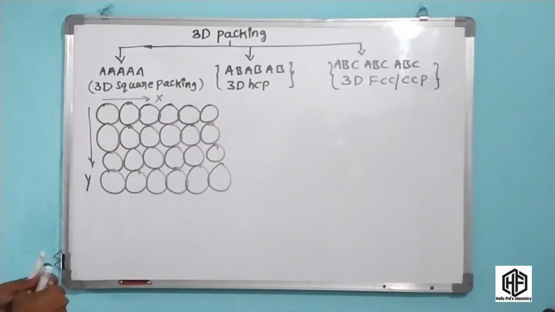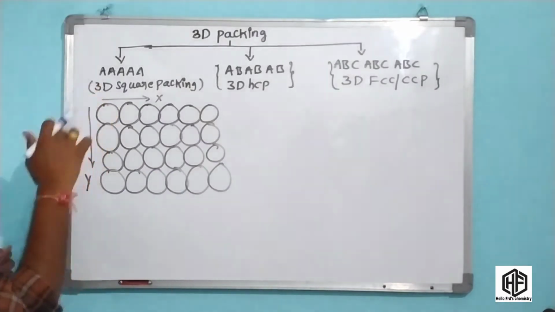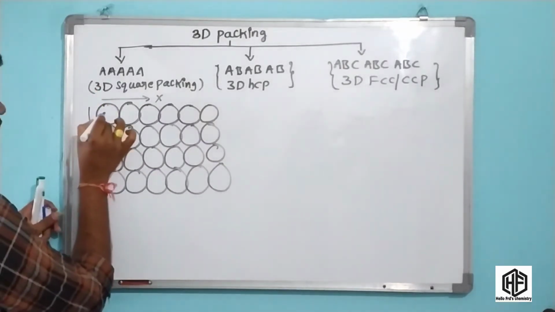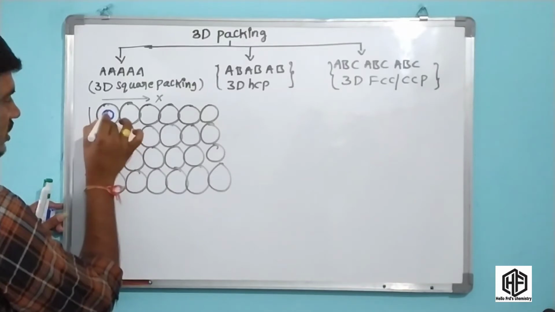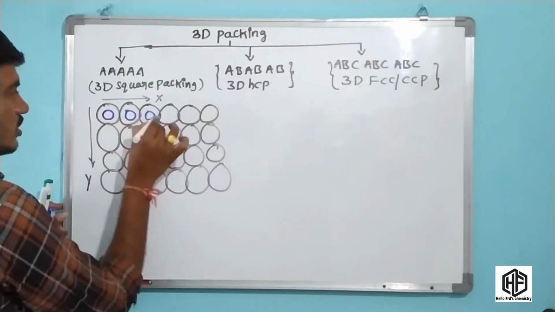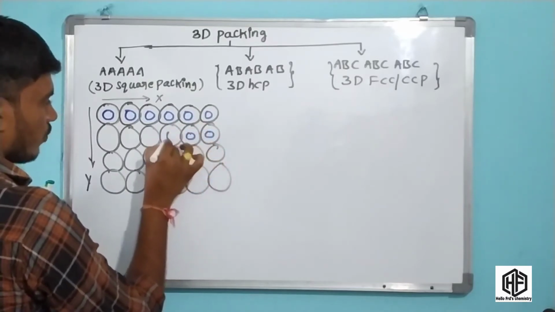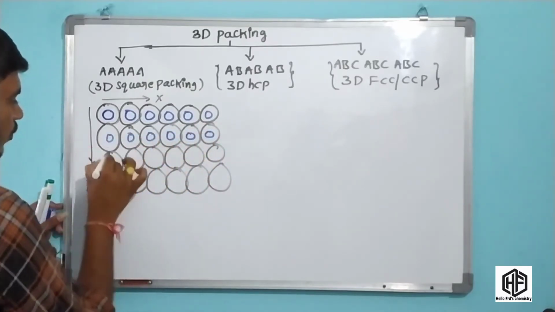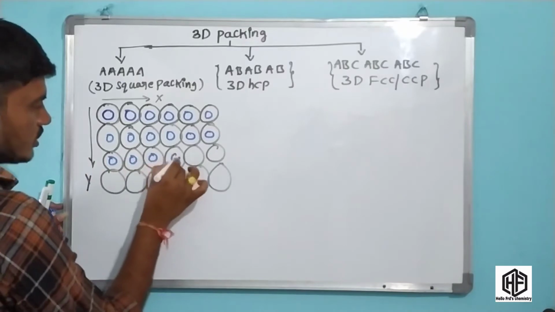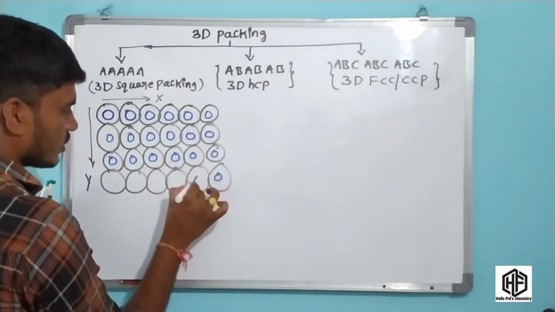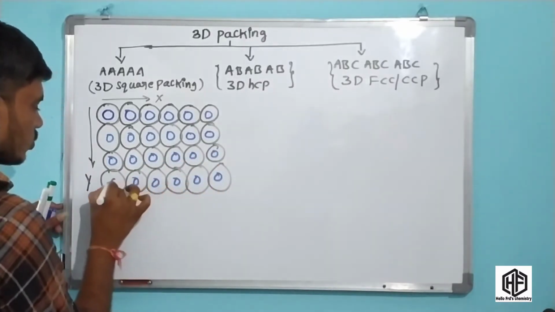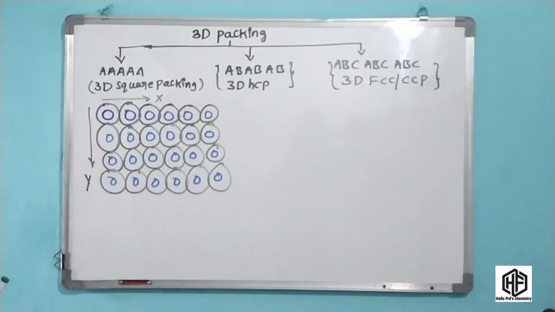Now I am representing the three dimensional square packing in the z direction. The atoms are represented by this symbol. Okay friends, this is the z direction. The same type of atoms are arranged in the z direction. This is called three dimensional square packing.